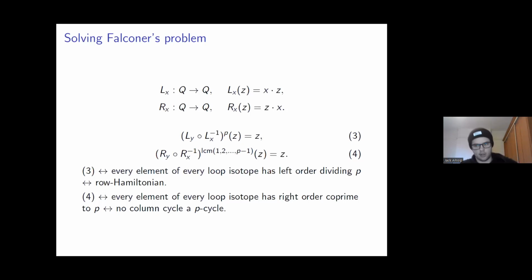Because these identities concern the left and right orders of every element of every loop isotope of a loop, it's not too hard to see that this is going to be isotopically L-closed. And also the left and right orders of elements in a group are the same. So if a group satisfies the first identity, then that tells us that the order of every non-trivial element is P. But then if it satisfies the second identity, that says that the order of every non-trivial element is coprime to P. So the only way a group can satisfy this is if it has no non-trivial elements.